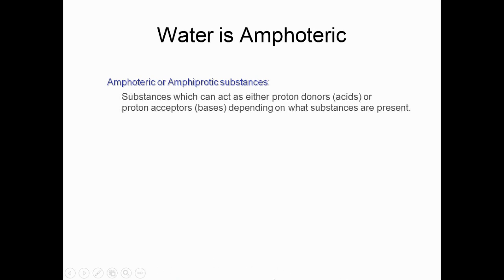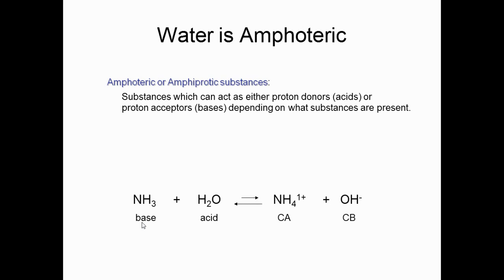What does that mean? Well, it means that that substance can act as either an acid or as a base. As an acid, it would donate a proton. As a base, it would accept a proton. Water is capable of doing both of these things, depending on which situation it finds itself in. In the first example that I'm showing at the bottom of this page, ammonia is acting as a base and accepting a proton from the water. So water's acting as an acid.